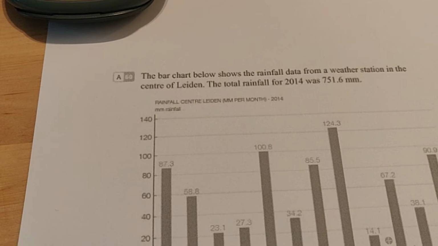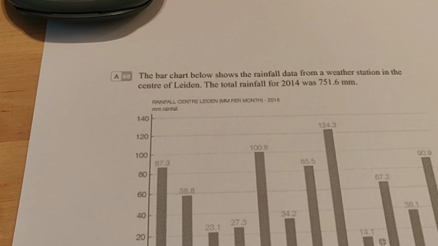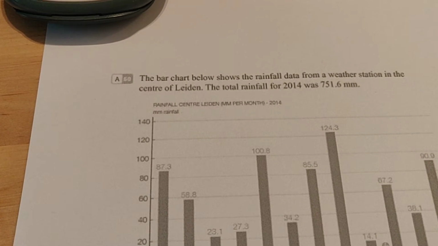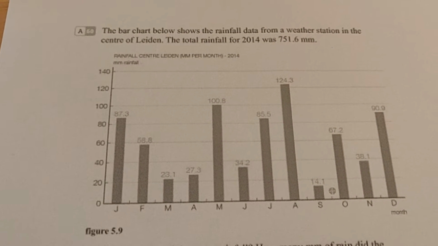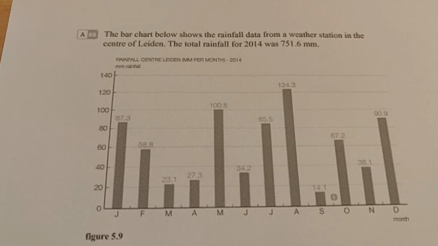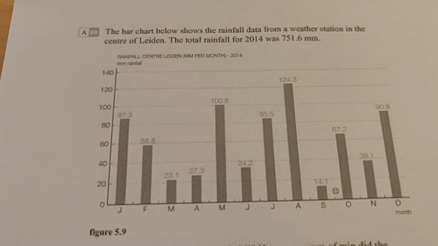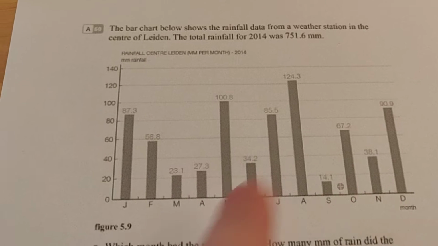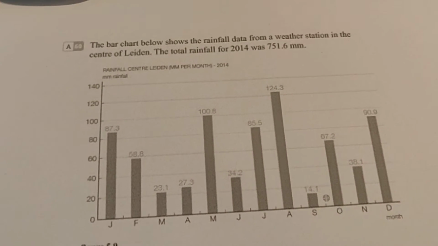It says the bar chart below shows the rainfall data of a weather station in the center of Leiden. The total rainfall for 2014 was 751.6 millimeters. And there you can see how much rainfall there was per month. The GA stands for January, February, March, April, May, etc. So you can see that in these months it was a lot of rain, right? And here it was not so much rain.